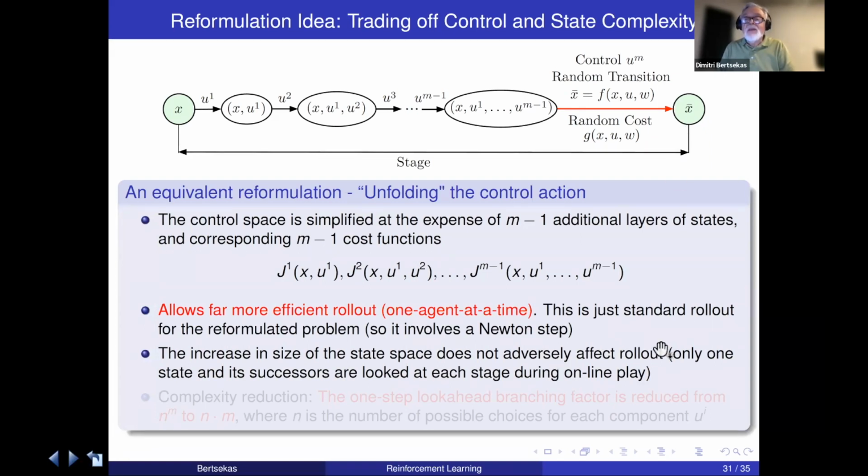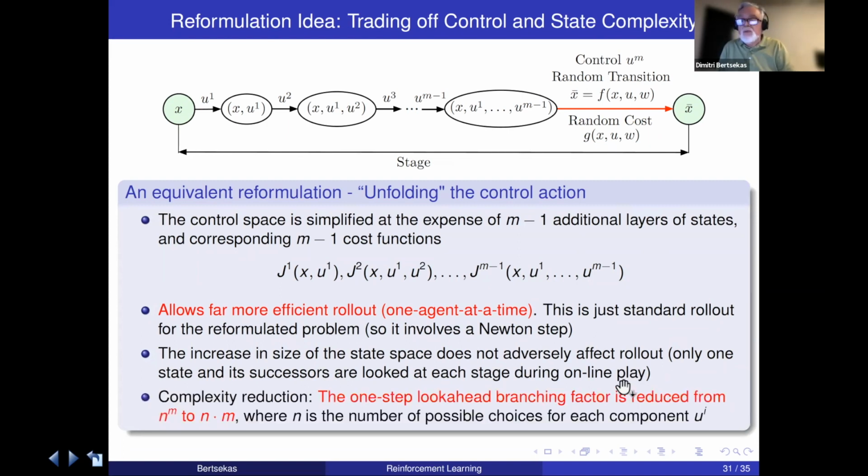And the key fact here is that this is a legitimate problem reformulation. This is a legitimate rollout algorithm, and it inherits the Newton step properties of rollout. And it turns out that with this reformulation, you do almost as well as you do with the original problem, where the control space is very large. And you get a complexity reduction. The one-step look-ahead branching factor is reduced from n to the m, the exponential increase. Instead of increasing exponentially, it increases linearly, where n is the number of possible choices for each component UI.